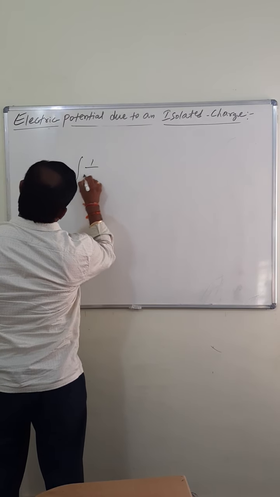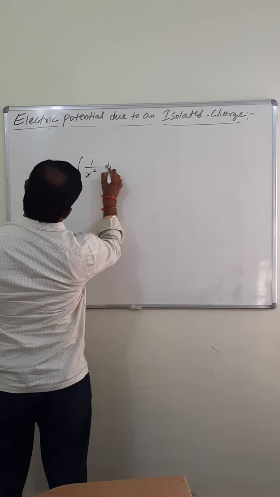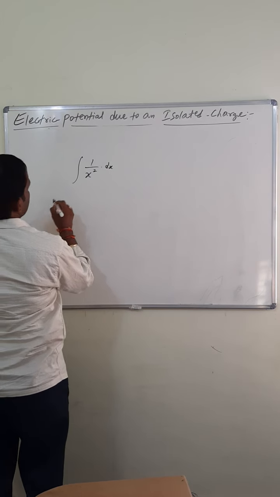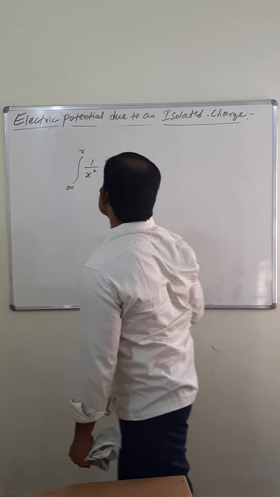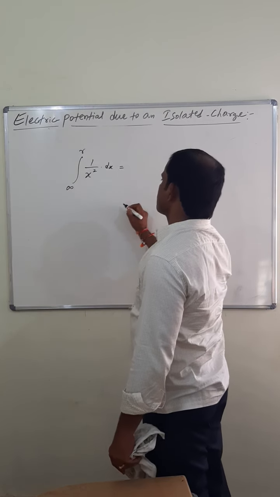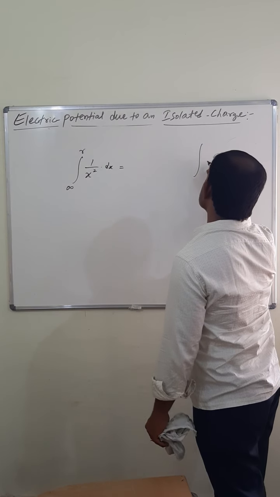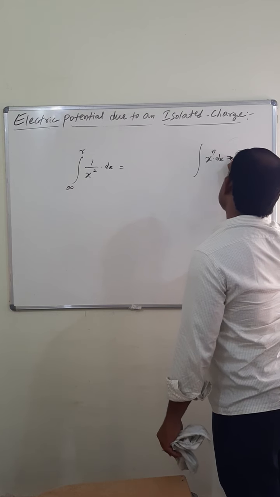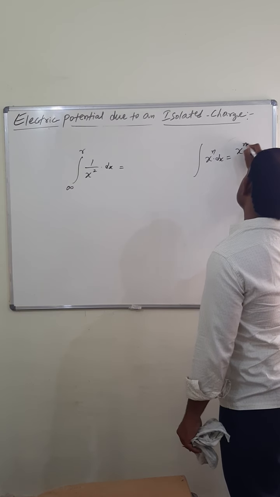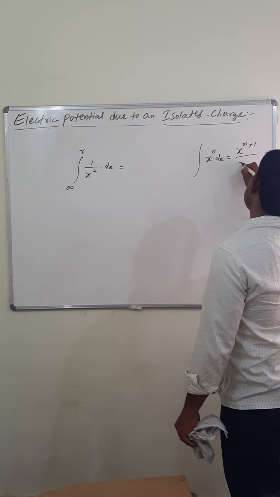Integration of 1 by x square into dx is there. I want to integrate this one, limits ranging from infinity to r. How to integrate this one? We have a formula for integration of x to the power of n into dx, which is x to the power of n plus 1 divided by n plus 1.